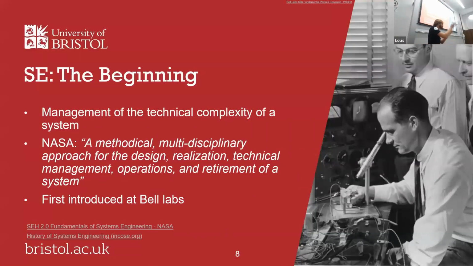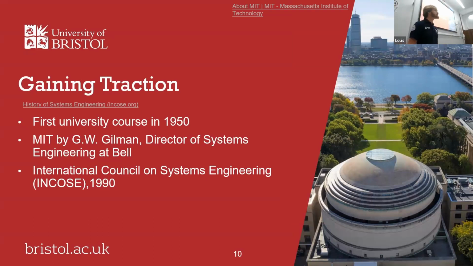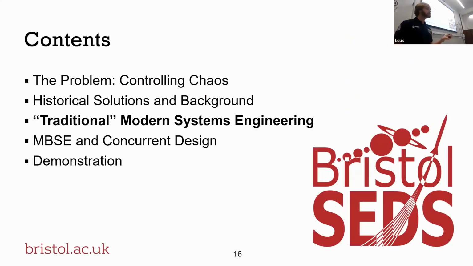Systems engineering is essentially system management complexity. And we first see the application of the methods for systems engineering back in the 1940s. The first university course was taught at the Massachusetts Institute of Technology. But once we've established all of that, what does modern systems engineering look like?